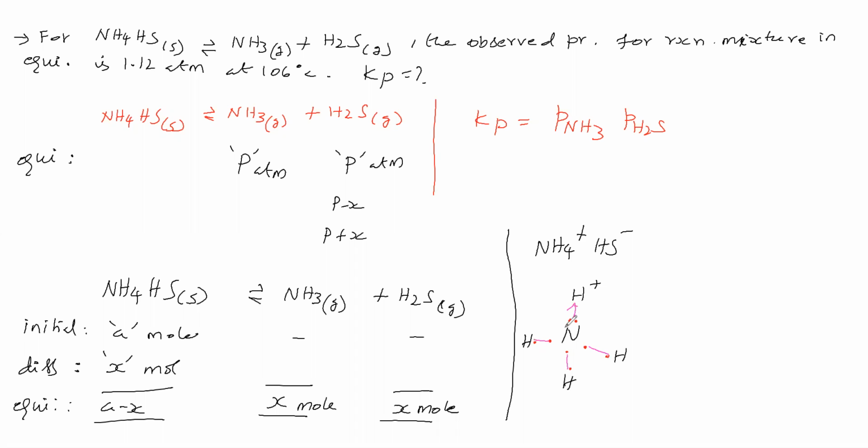H plus is contributing a vacant orbital. Then we write this in the form of a normal covalent bond. When you write a normal covalent bond, you have to give formal charges. Nitrogen is a donor, therefore plus 1 charge. Hydrogen is the acceptor, therefore minus 1. Already plus 1 is there, therefore it becomes 0. It is the ammonium ion.